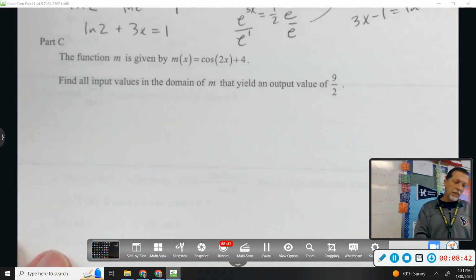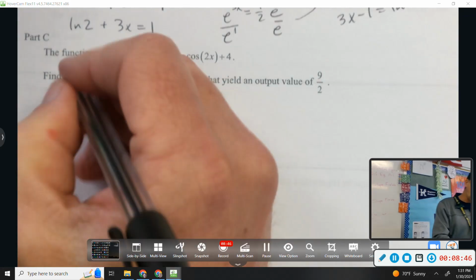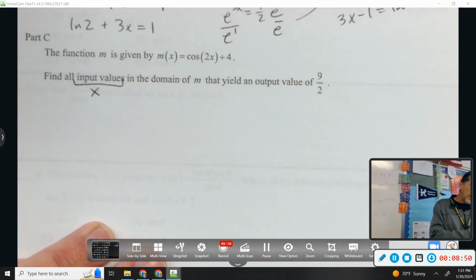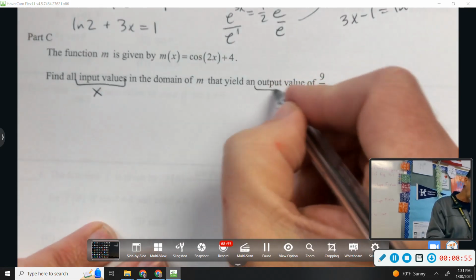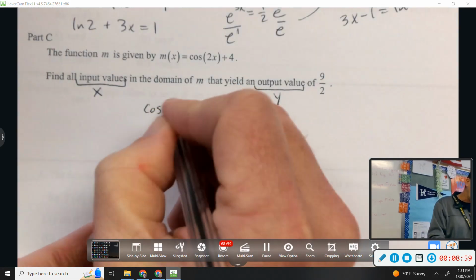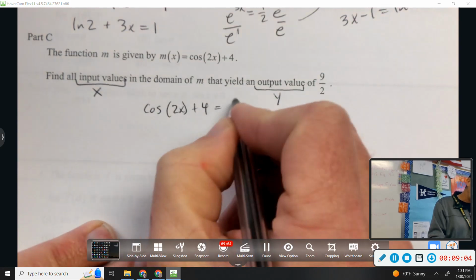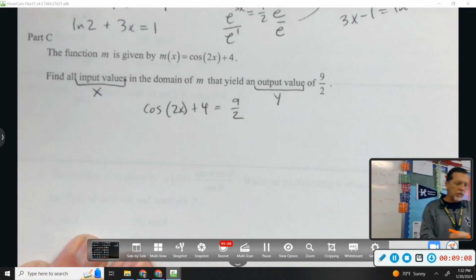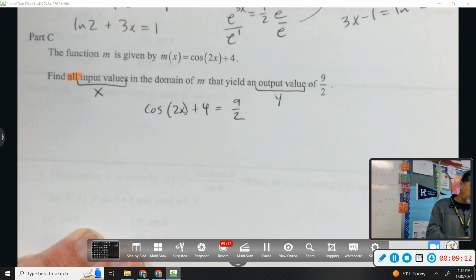Part C. We haven't done one like this today, so I definitely wanted to do this. Find all input values. Okay, fancy talk for x's. In the domain of M that yield an output value, a y value, of 9/2. So cosine of 2x plus 4 equals 9/2. And there was no interval given. In fact, it says all. So I'll need to be careful about that.